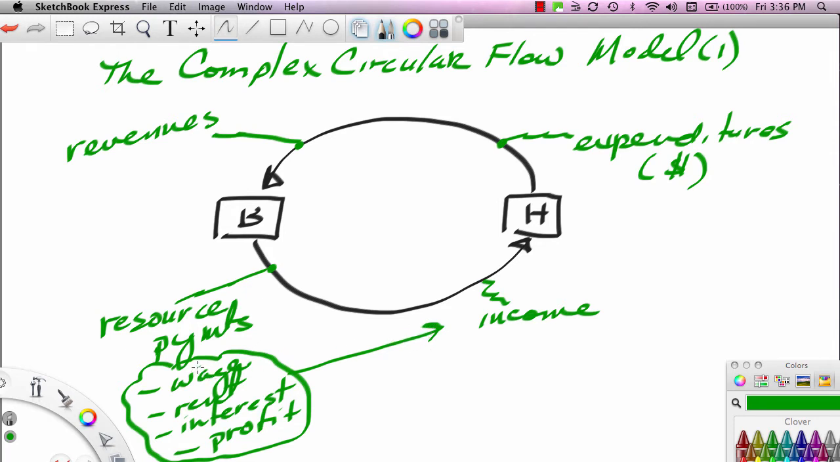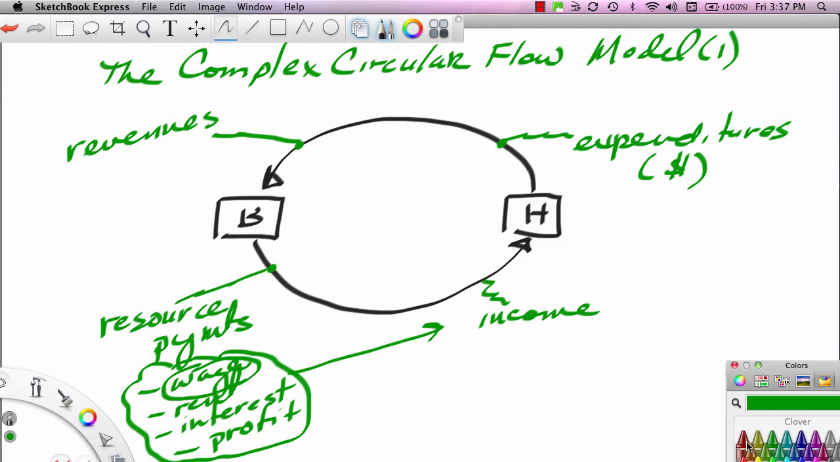Now look, the most important of the four resource payments or income payments is wages. If you look at macroeconomic data, you'll see that wage payments far and away are the largest income payment because labor is the most important input in the production of output. Even in a day of great mechanization and automation, labor is still the primary input that goes into making things.